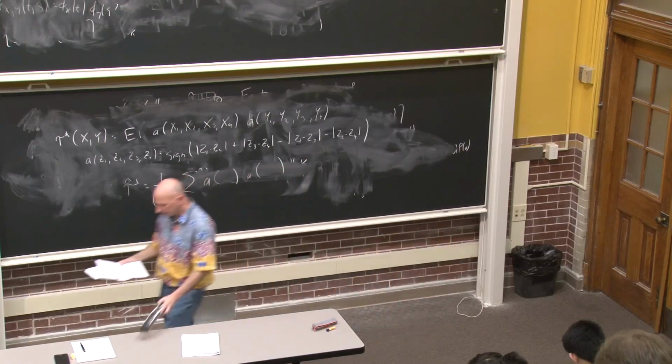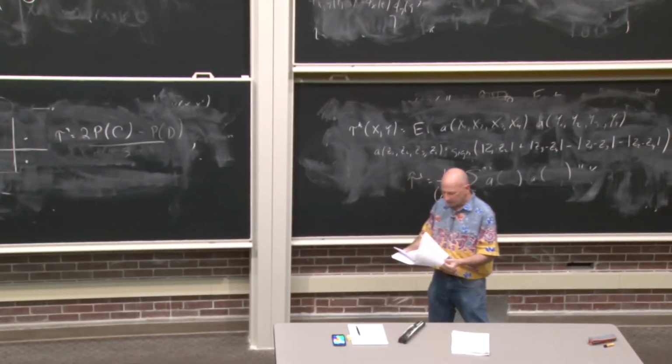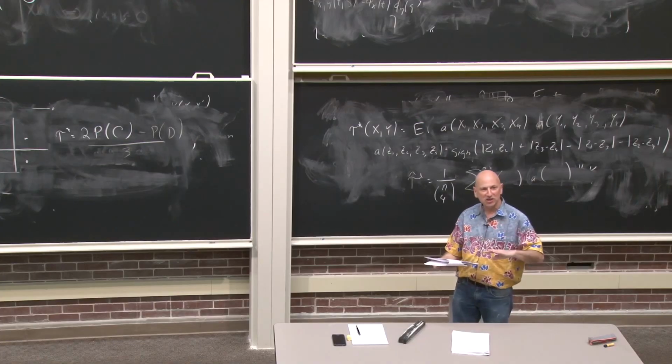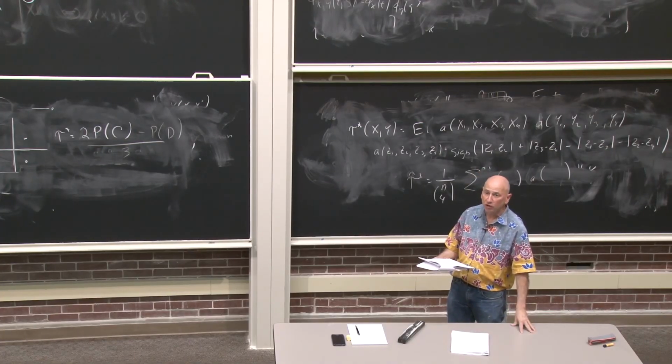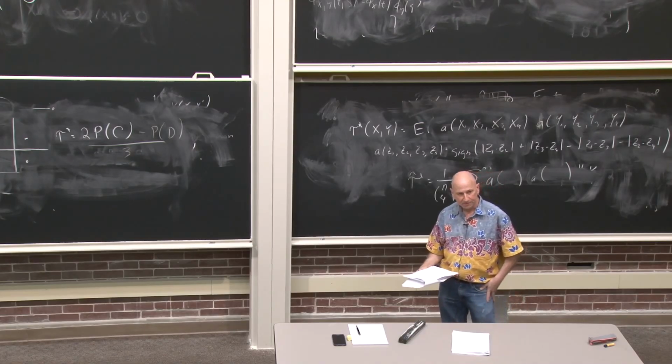So we've run out of time. Tuesday, I'm sorry I went over even. Got a little bit too excited about tau star. We'll finish this up, then we'll do partial correlation and then conditional independence. And that'll be on Tuesday. All right.